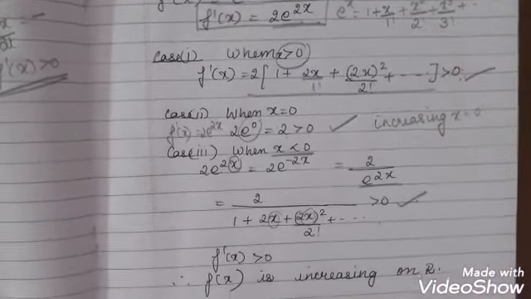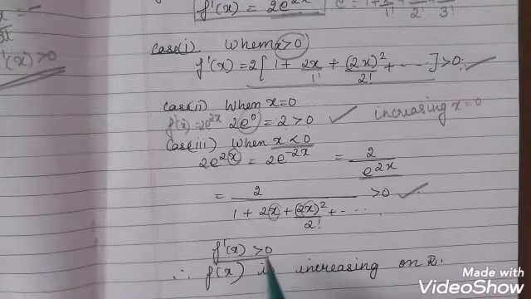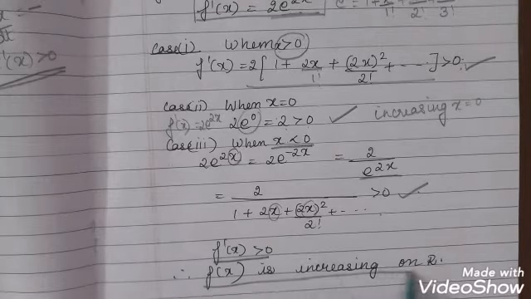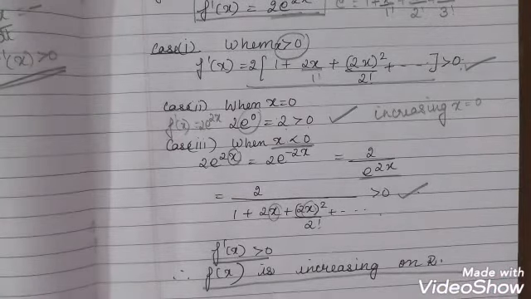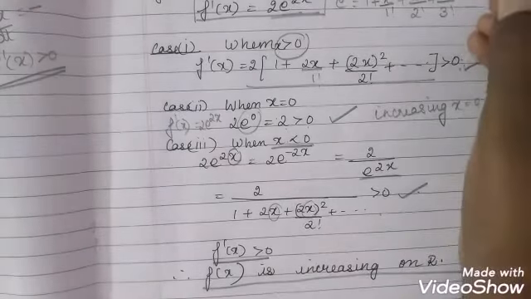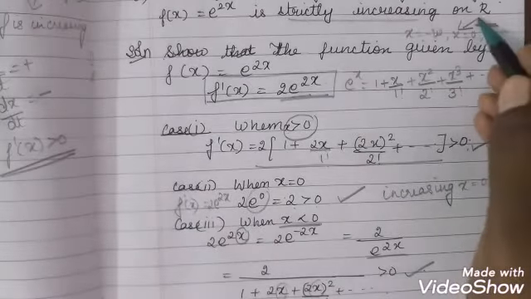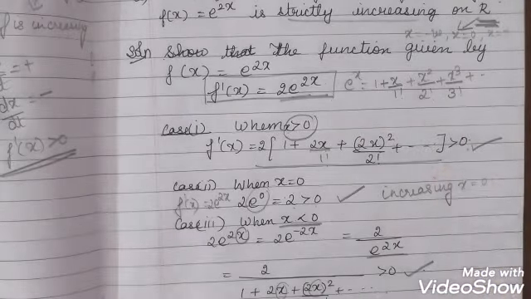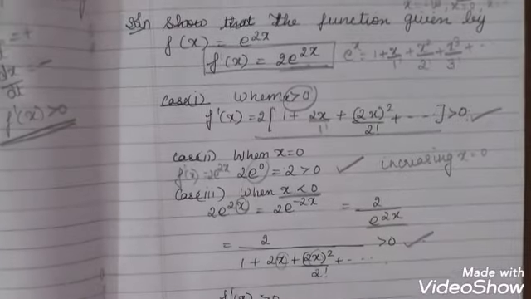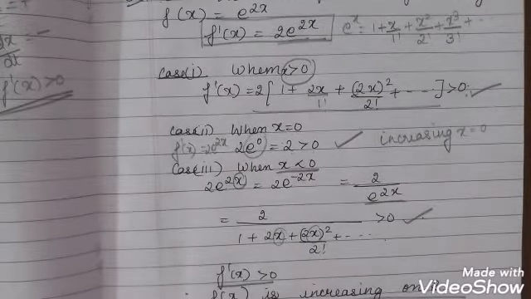Therefore, finally, how can I conclude here? Your f dash of x is greater than 0 and your f of x is increasing on the set of real numbers. Got it? Since the interval is not specified, they have given us real numbers. That's why I take it as 3 cases. If the interval is specified, you can take the interval alone and show in which part it is increasing or decreasing. Correct?